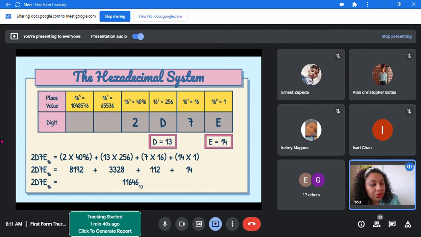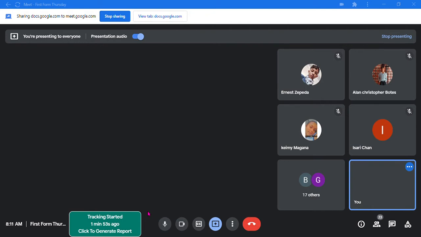But if I go back to one of the slides that I had shown before, the letters D and E represent numbers. So let me go back to that slide. In this one right here, each letter represents a number. A is 10, B is 11, C is 12, D is 13, E is 14, F is 15. So when I come to my question, I know that D is 13 and I know that E is 14. So when I come to solve my problem here, I'm going to have 2 times the number at the top, 13 times the number at the top, 7 times the number at the top, and 14 times the number at the top. And that is how I'm going to be expanding the number.